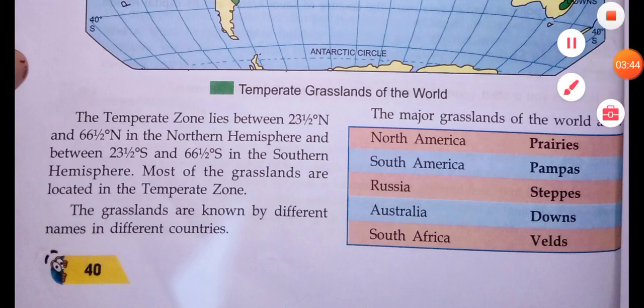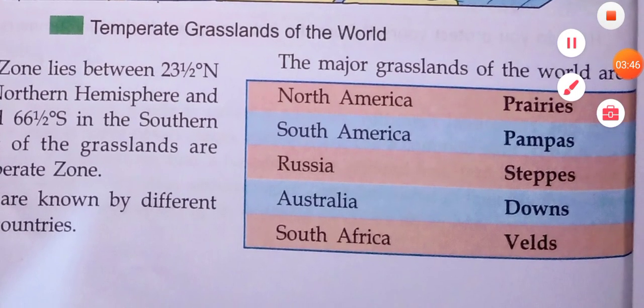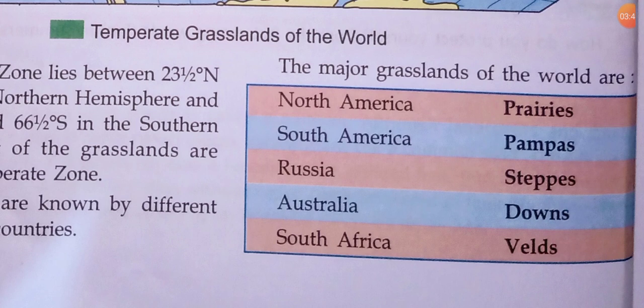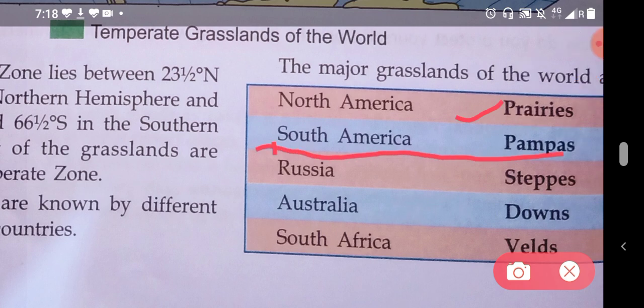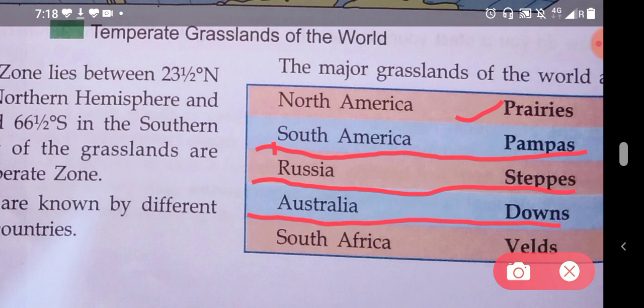Now let's read the names of the different grasslands in the world. So repeat with me. North American grasslands are known as the prairies. South American grasslands are known as the pampas. Russian grasslands are known as the steppes. Australian grasslands are known as the downs. South African grasslands are known as the velds. Okay, very good students. So we will remember these names.